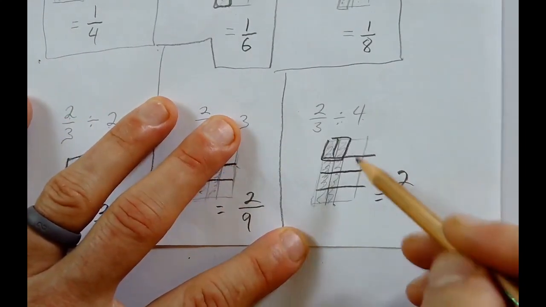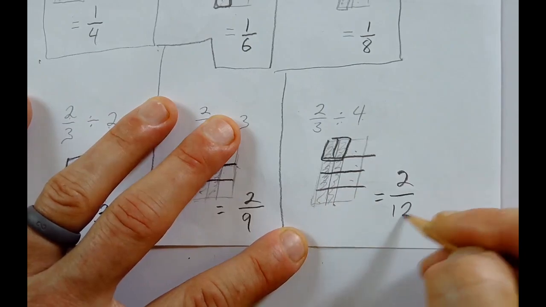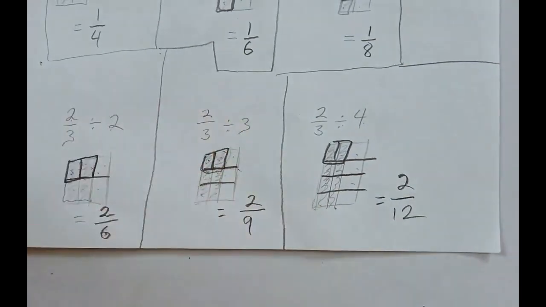And my new piece size is 1, 2, 3, 4, 5, 6, 7, 8, 9, 10, 11, 12. 2/12. Now we're going to flip over the page and move from these visual models to just a numerical model that's starting to look like an algorithm. We're only going to do 2 examples this way.